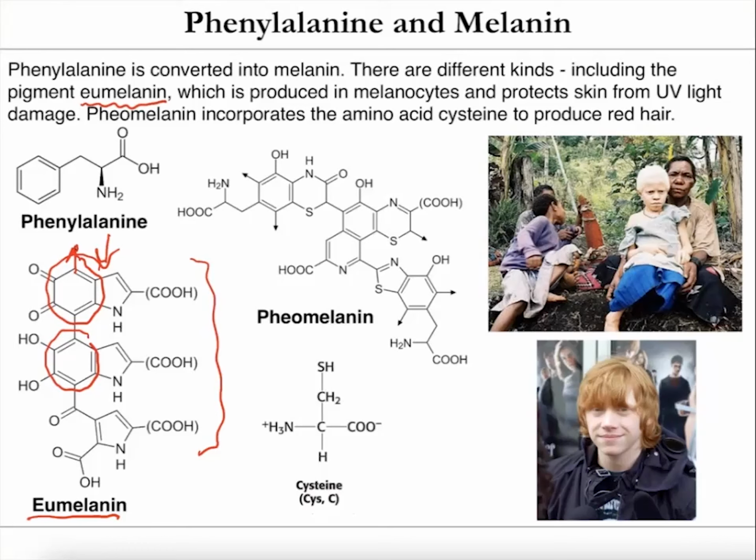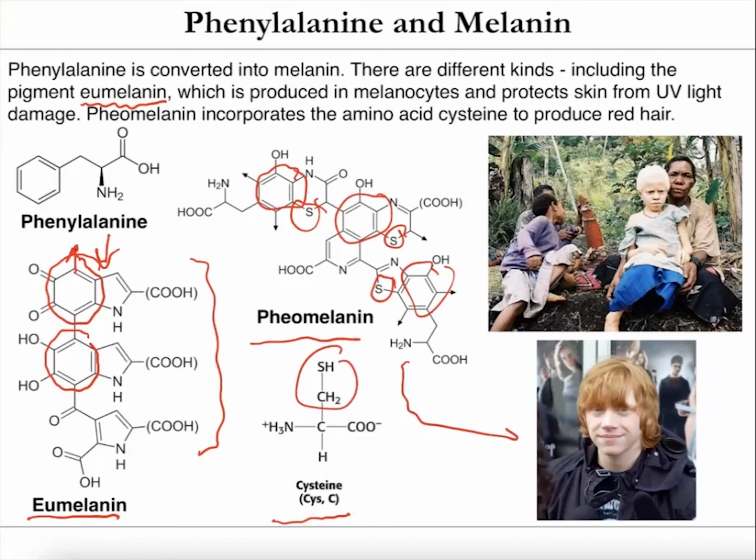And then pheomelanin is a related molecule that incorporates a different amino acid, cysteine. In addition to these benzyl rings that come from phenylalanine, it also has these sulfur groups that come from the amino acid cysteine. And so pheomelanin is actually the compound responsible for red hair in people, like this guy Rupert Grint right here.